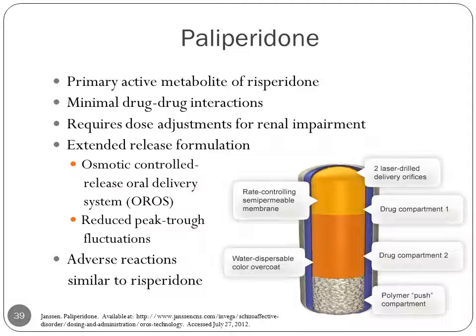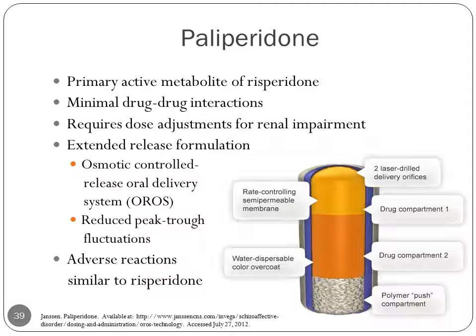Paliperidone is the primary active metabolite of risperidone, so it's very similar. Their adverse reactions are very similar, and it's kind of just a me-too drug of risperidone. One nice thing is that it has minimal drug-drug interactions. However, it does require dose adjustments for renal impairment.